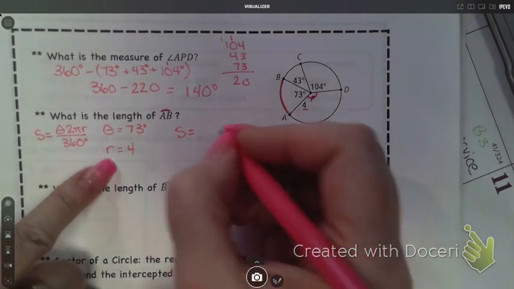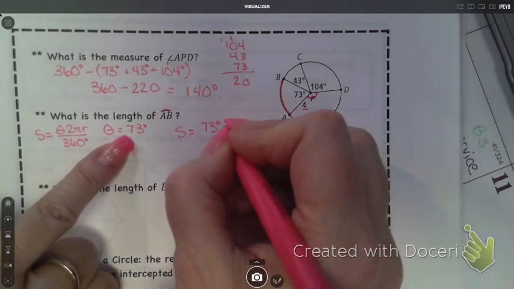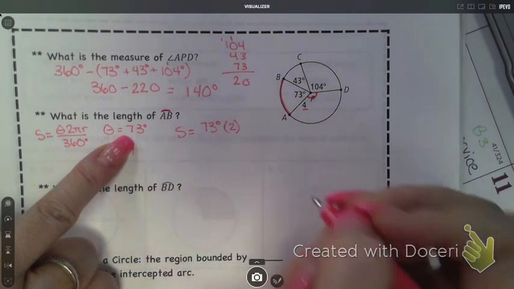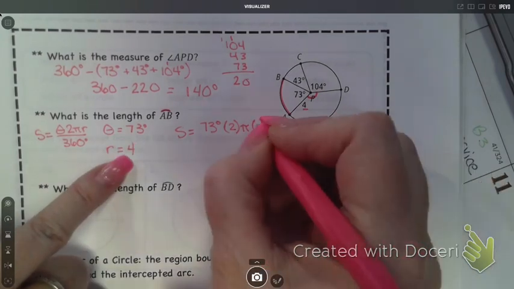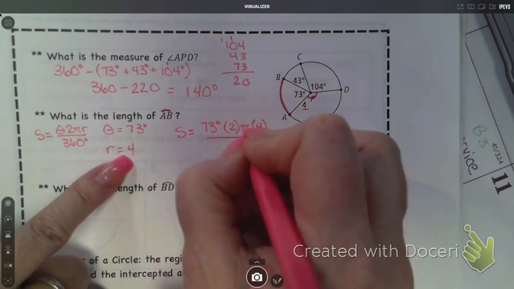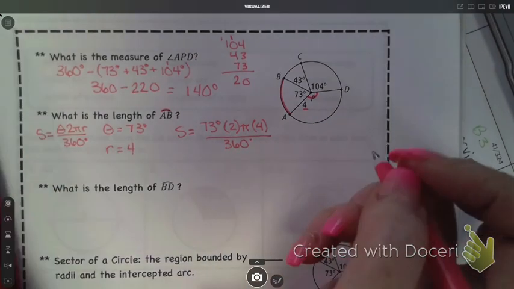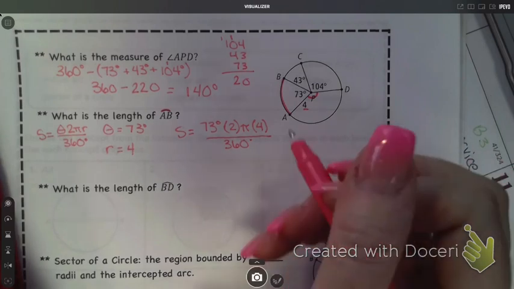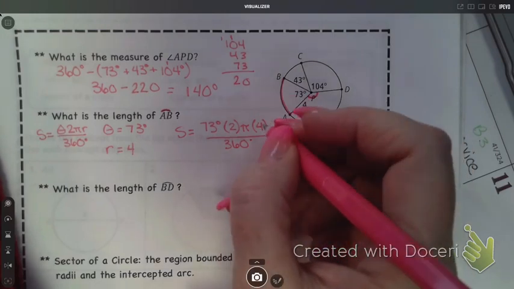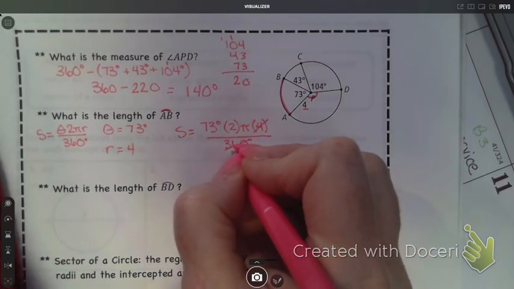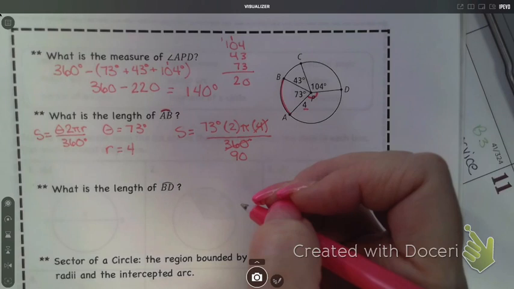S equals, what's theta? 73 degrees times 2 pi times, what's r? r is 4. Once I put numbers in there, do I need to put parentheses? Yes. Okay. Now I probably should reduce some, shouldn't I? Does 4 go into 360? Yes. How about 90? Yeah, you're right, 90. So 4 goes in here 90. I'm pretty sure 2 goes into 90. How much? 45.